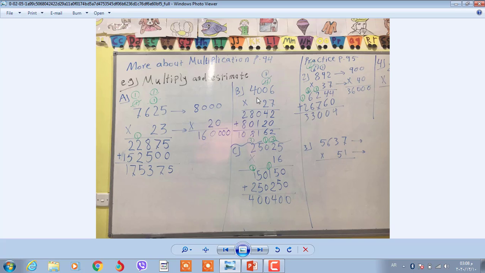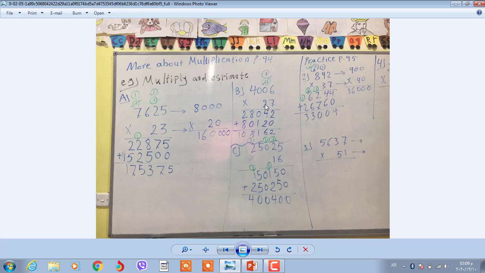In question B we have 4,006 multiplied by 27. First time 7 multiply 6 equals 42, write down 2 and 4 up. 7 multiply 0 equals 0, plus 4 equals 4. 7 multiply 0 equals 0. 7 multiply 4 equals 28.